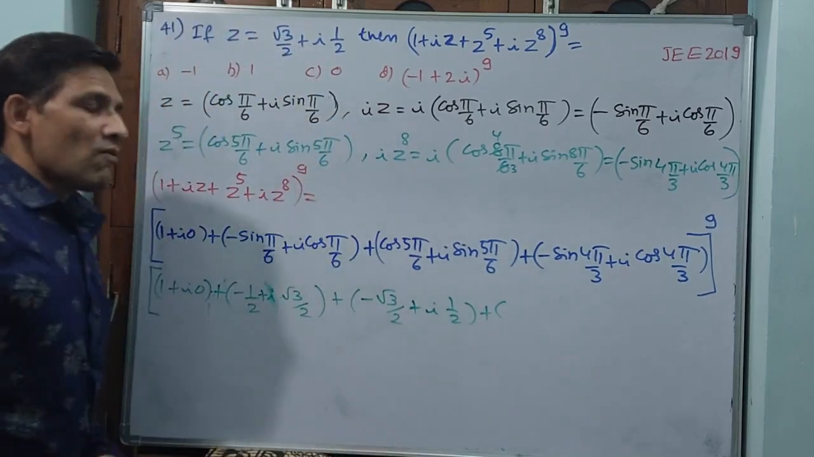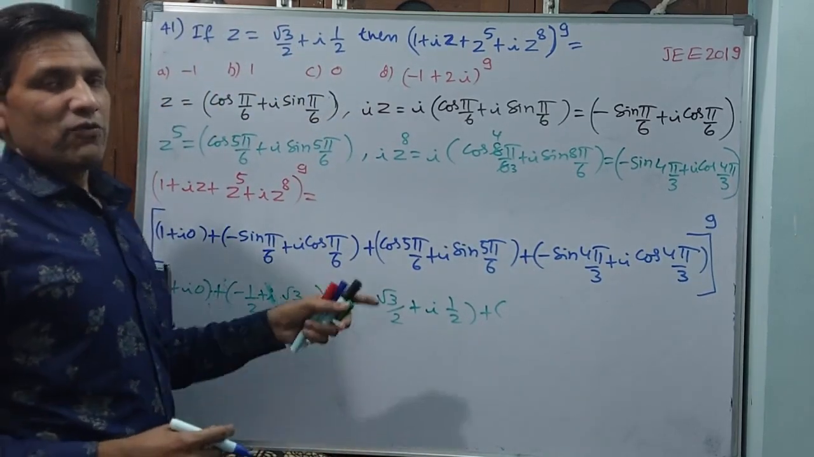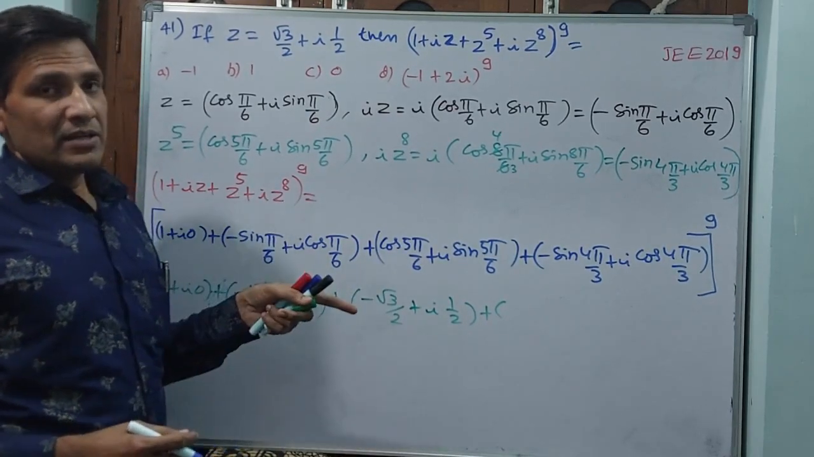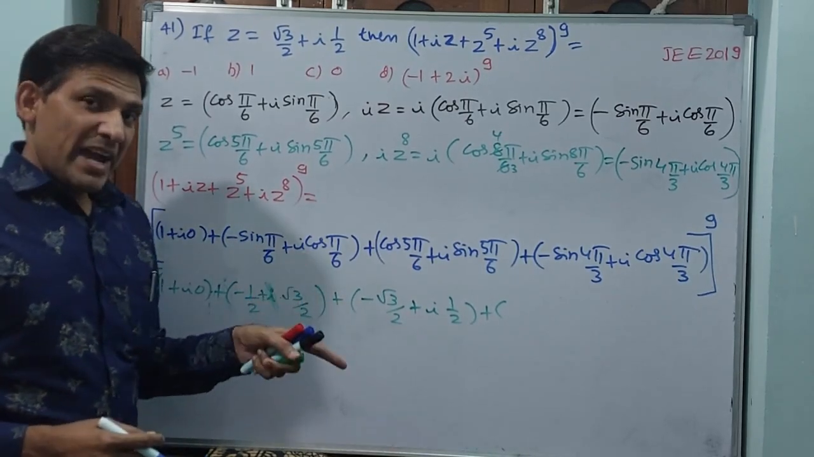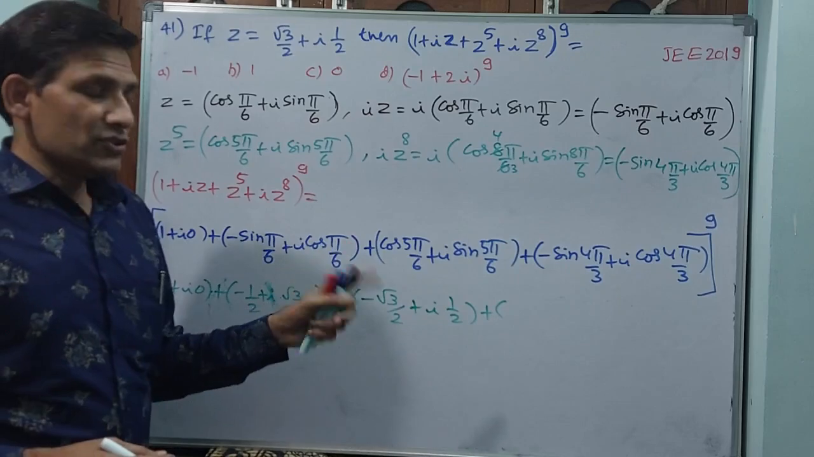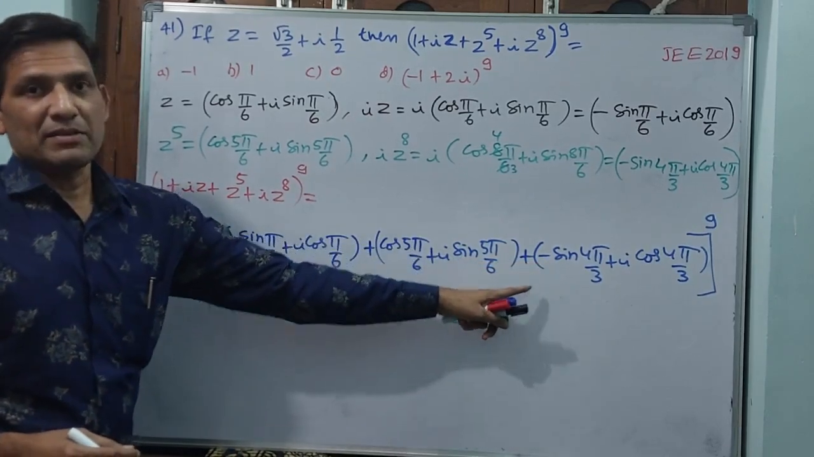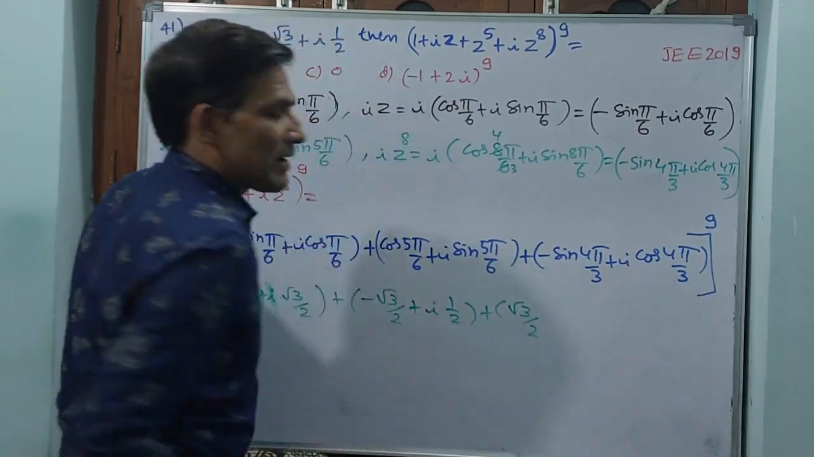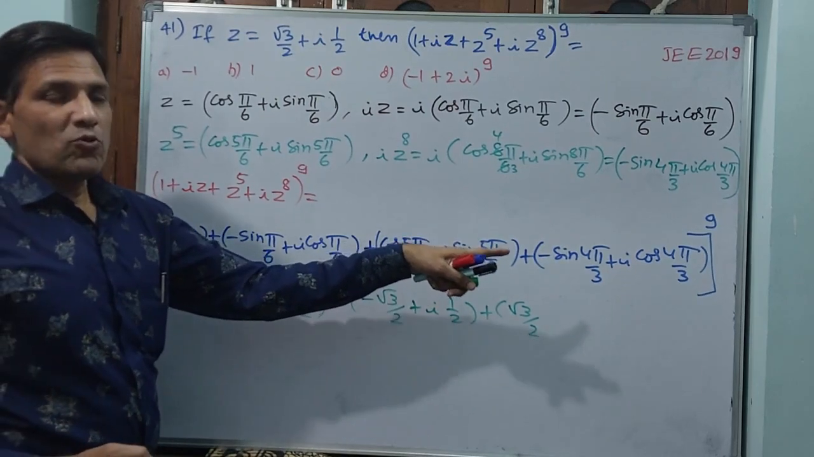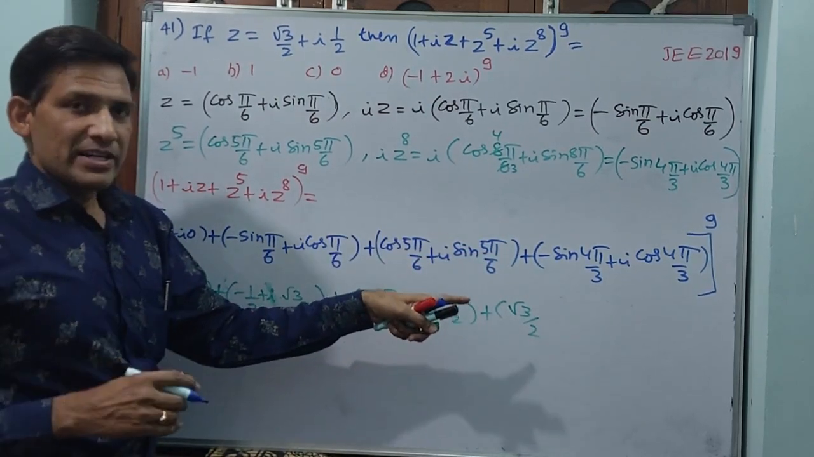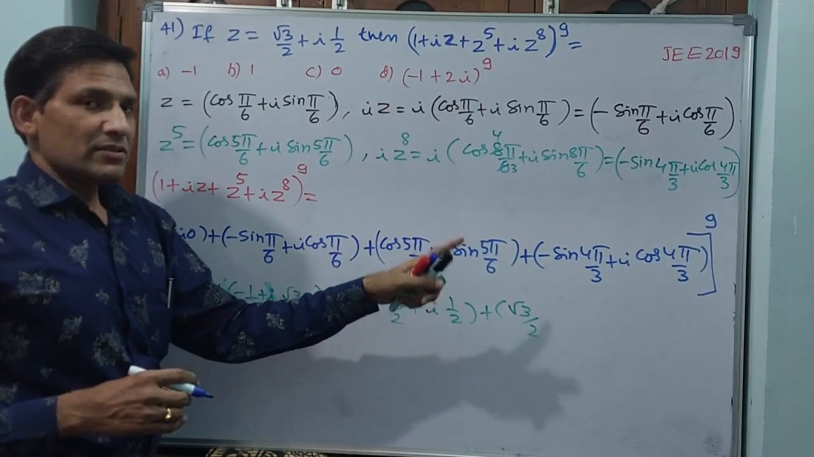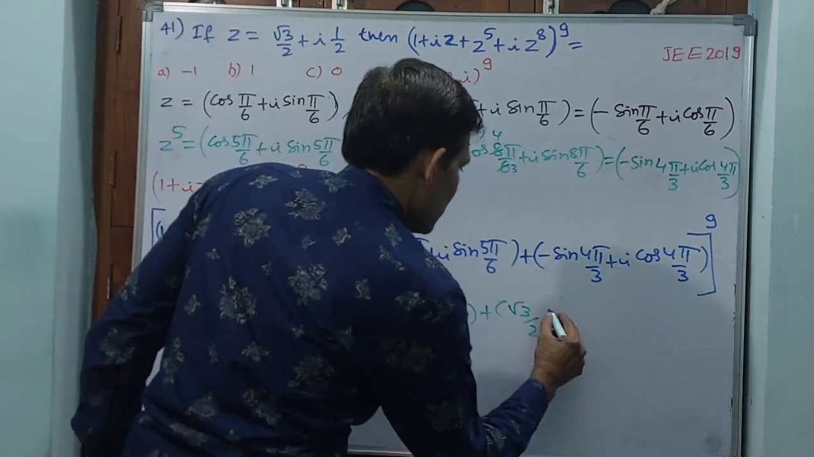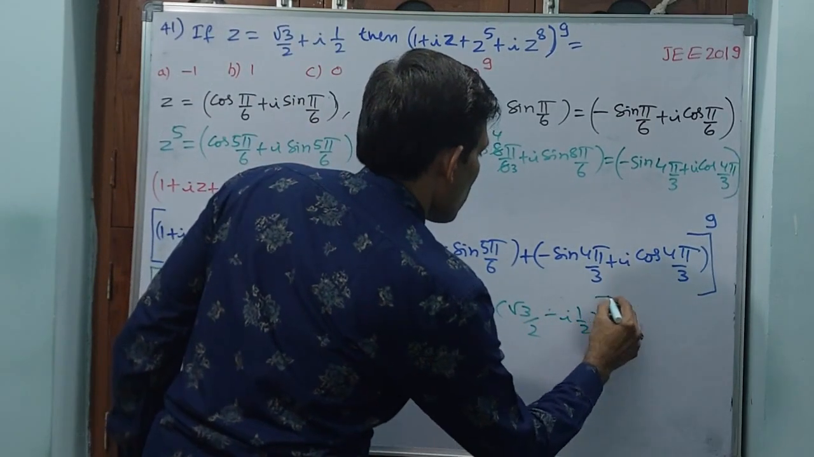Plus 4 pi by 3. Pi by 3 means 60, 60 into 4 is 240 degrees. Sin 240 is 180 plus 60, going to the tan quadrant, so minus sin 60, but minus is already there, minus of minus is plus, plus sin 60, root 3 by 2. Cos 4 pi by 3 means 240, 180 plus 60, tan quadrant, so cos 60 will come with a minus, minus cos 60 means minus 1 by 2, minus i 1 by 2. Whole to the power of 9.